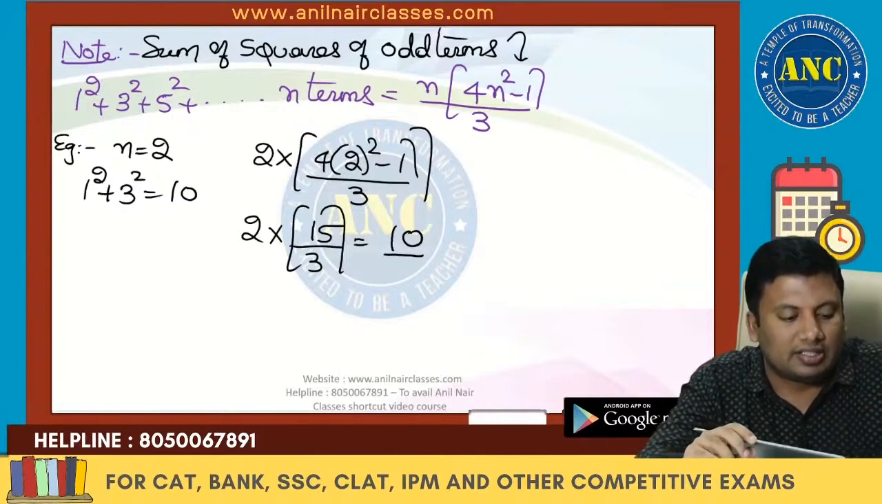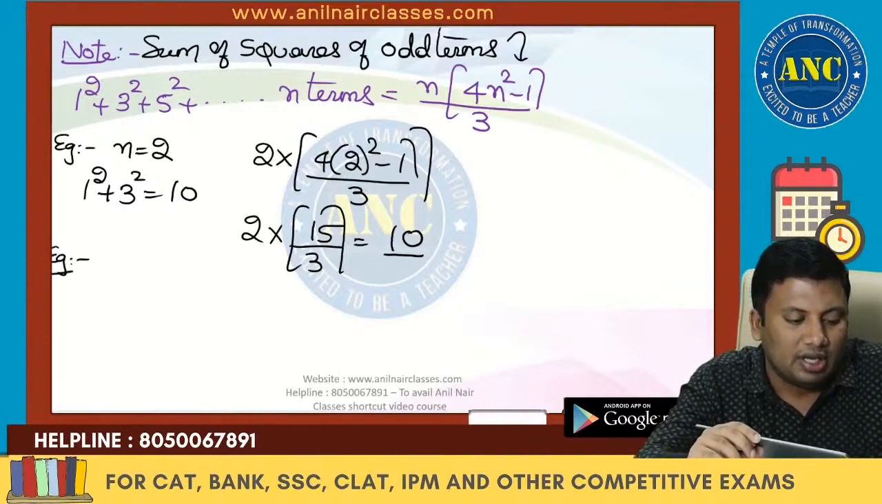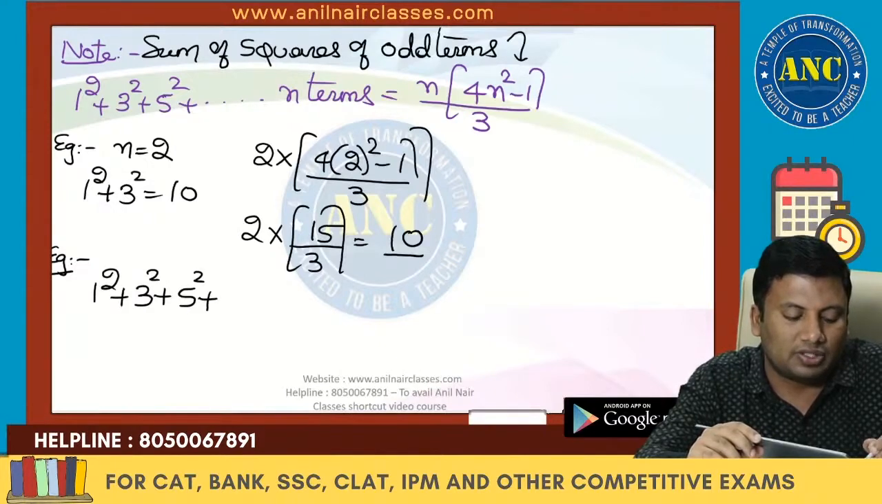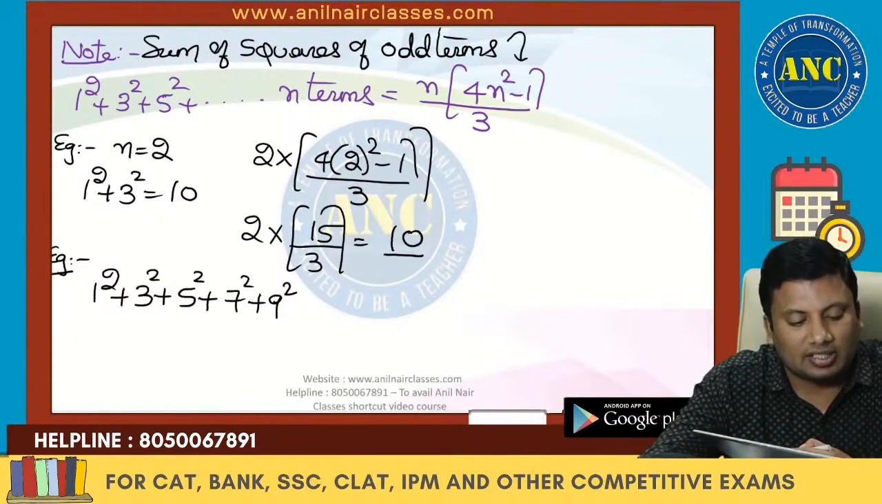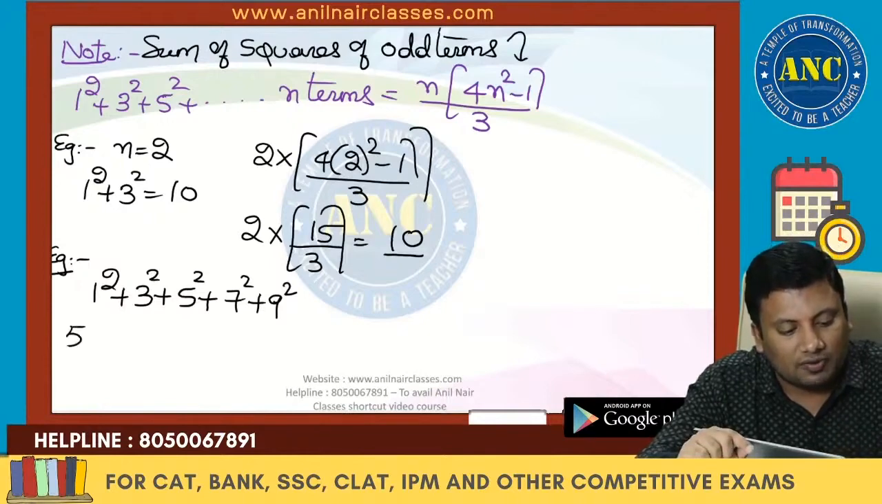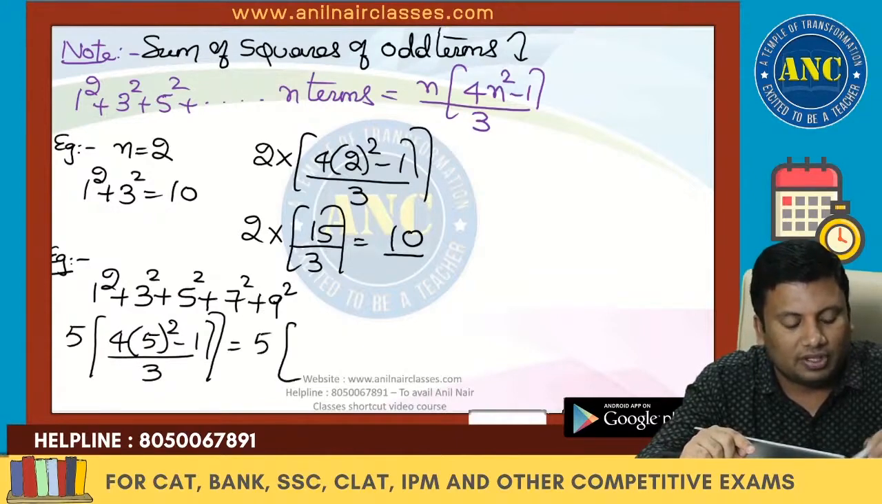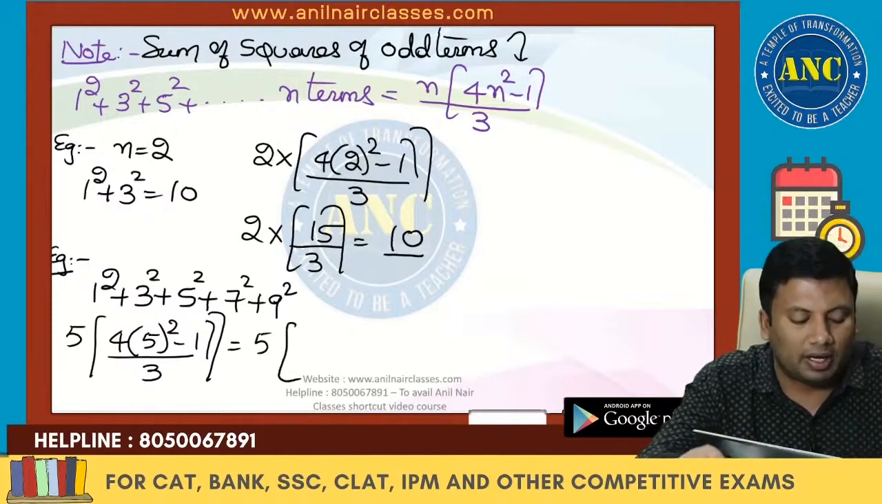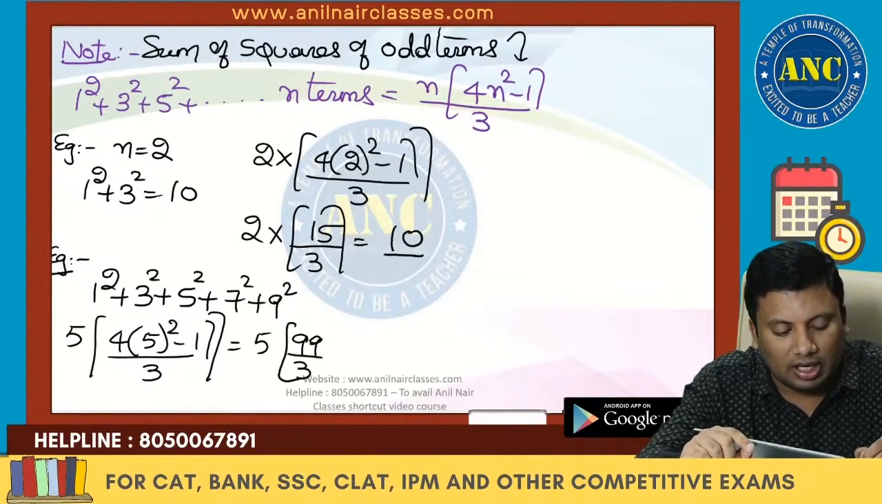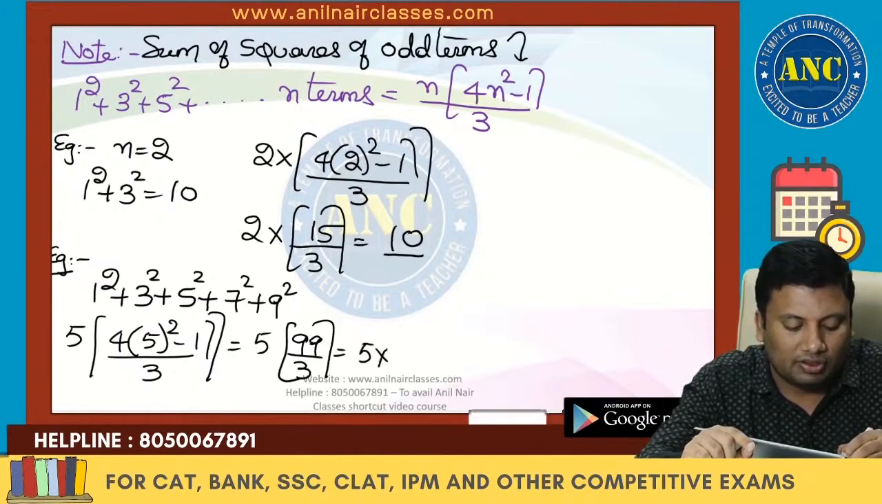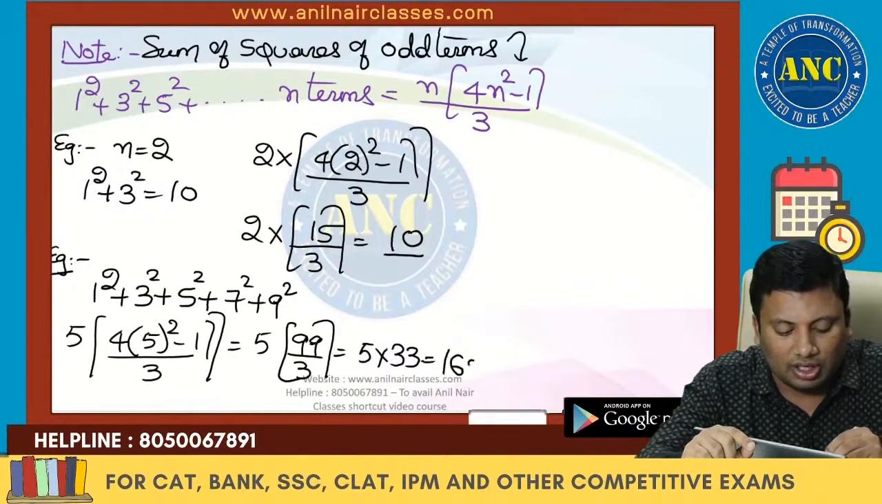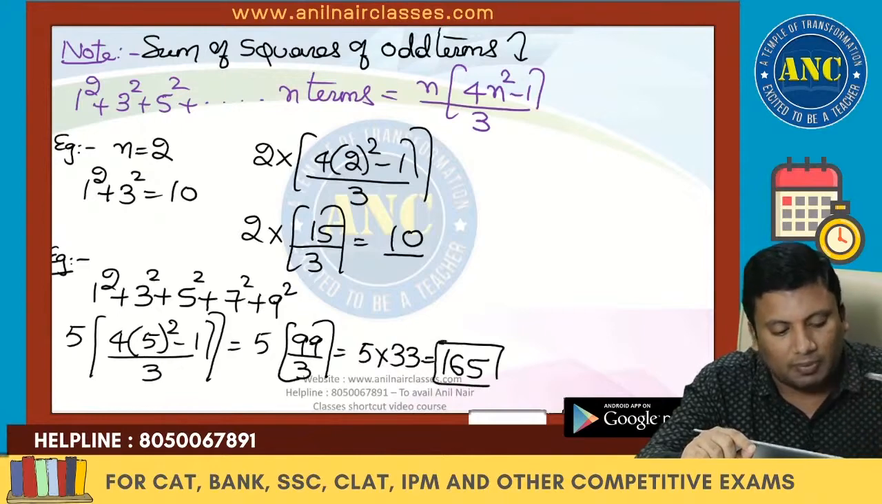But in the examination, in case you forget this, you can use this logic. Suppose 1 square plus 3 square plus 5 square plus 7 square plus 9 square. If he has asked this question, 5 terms are there. One is substitution: 5 into 4 into 5 square minus 1 by 3. This is 5 into 400 minus 1, 99, 99 by 3, 5 into 33, which is nothing but 165.